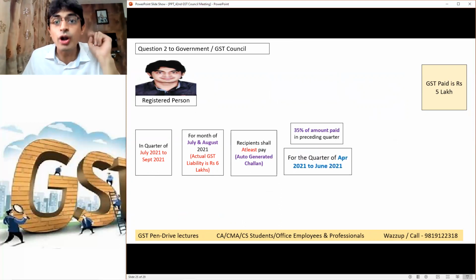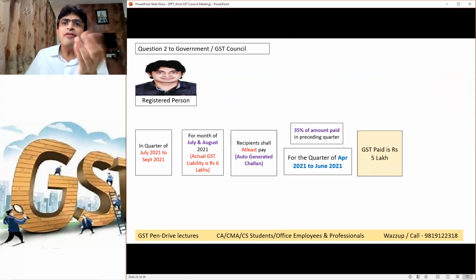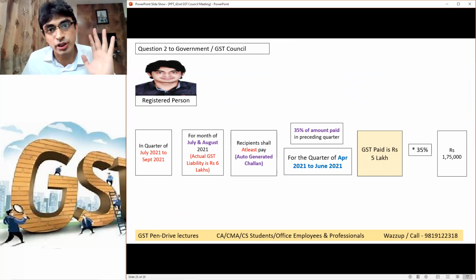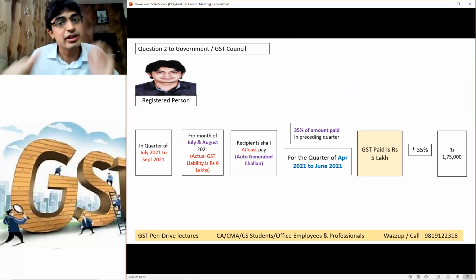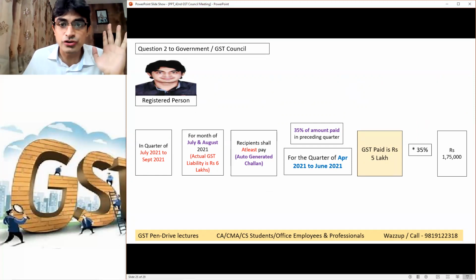So in my preceding quarter, April to June, my liability was say rupees 5 lakh. I will pay only that balance into 35%. So 1 lakh 75 I have paid to the government. My liability was how much? 6 lakh rupees. I have paid how much? 1 lakh 75 for the first 2 months.